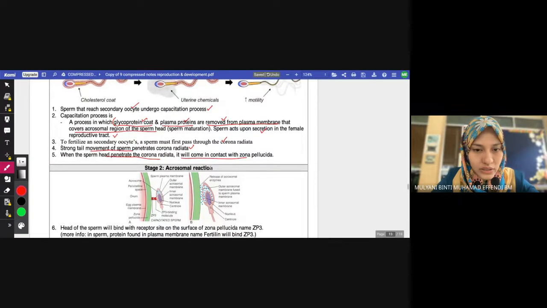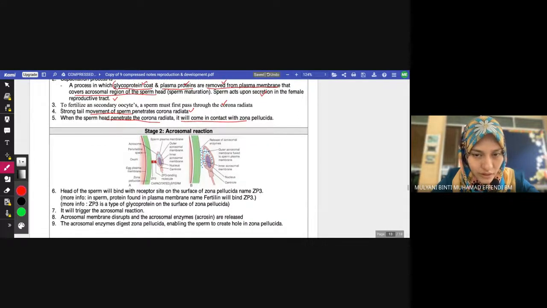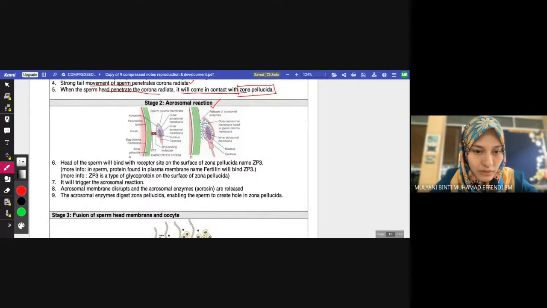So it passes through the gaps between the corona radiata, which are the follicle cells, the granulosa cells, until it reaches a jelly-like wall called the zona pellucida. So stage 2 is the acrosomal reaction, where the head of the sperm will bind with the receptor site on the surface of the zona pellucida. The zona pellucida has receptors, not just one but many. The receptor is called ZP3.